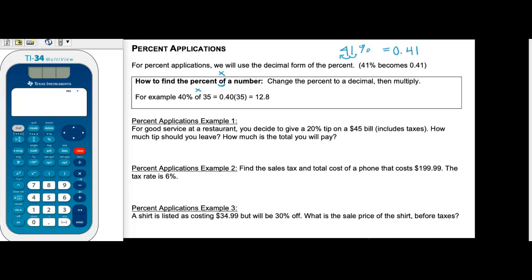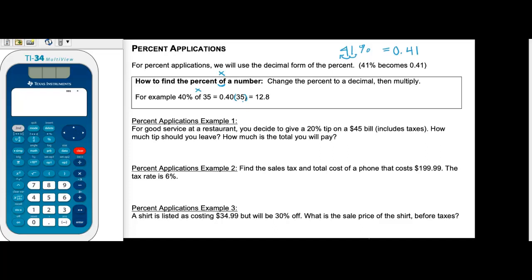"Of" means multiply, so these parentheses indicate multiplication, and then times 35. If we multiply those two numbers, we get 14, that's the answer. That is 40% of 35. Keep that in mind, we're going to use that throughout all of these application problems. So let's jump into example 1.